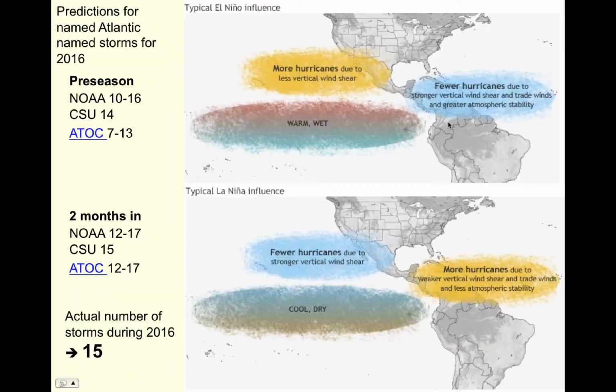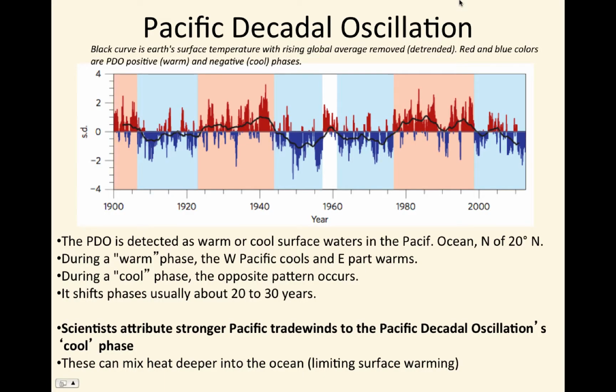The next thing we'll look at is what's called the PDO, or the Pacific Decadal Oscillation. What this is, it's detected as warm or cool surface waters in the Pacific Ocean, specifically the North Pacific, north of 20 degrees north. So whereas El Nino, or the ENSO oscillation, you're looking at the equatorial Pacific, here the Pacific Decadal Oscillation is looking at the North Pacific. During a warm phase, the western Pacific cools and the east part warms, so along the coast of California gets warmer than usual. During a cool phase, the opposite pattern occurs, where the east part of the Pacific along California gets colder and the western Pacific gets warmer along Japan.